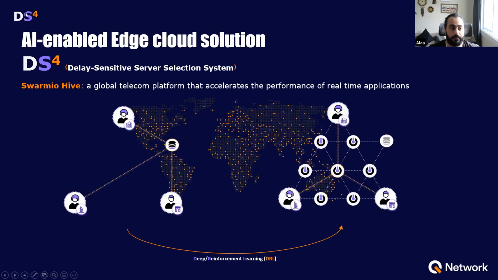Starting with the background and motivation behind this work. What we're interested in is building an AI-enabled edge cloud solution that's going to accelerate the performance of real-time systems. An example of real-time systems is online games or cloud games. They require people from around the world, for example, a player from India, another player from Dubai, and someone in France, who want to play a game all together. They have to connect to a central server in order to play that game.